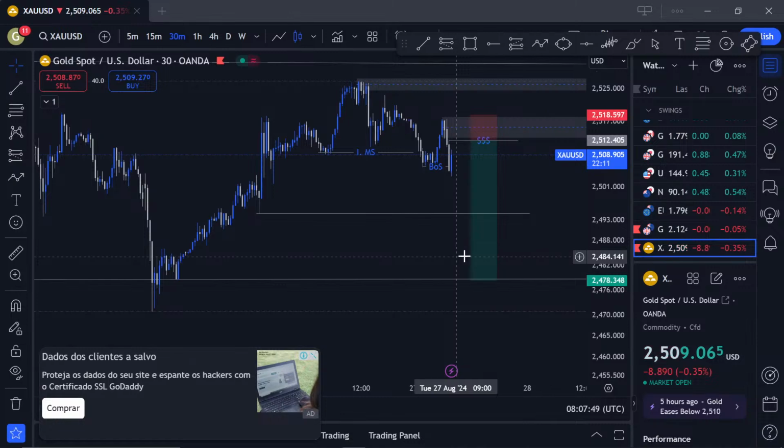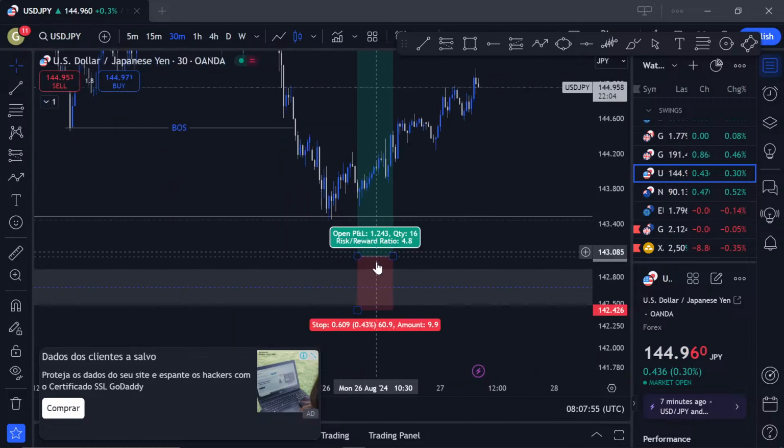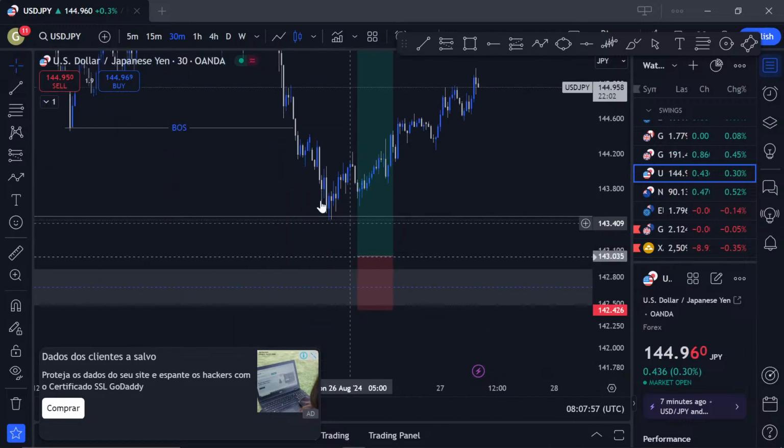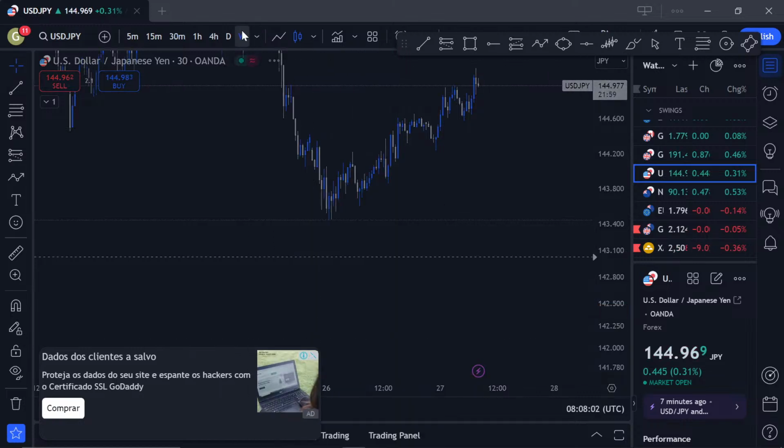So sorry for that. Now let's move over to USD JPY. This is it here. I know I had a setup here that the market never came into, which was trying to buy from this level here. So let me just clear off everything and then do a fresh analysis again as the market has moved away.